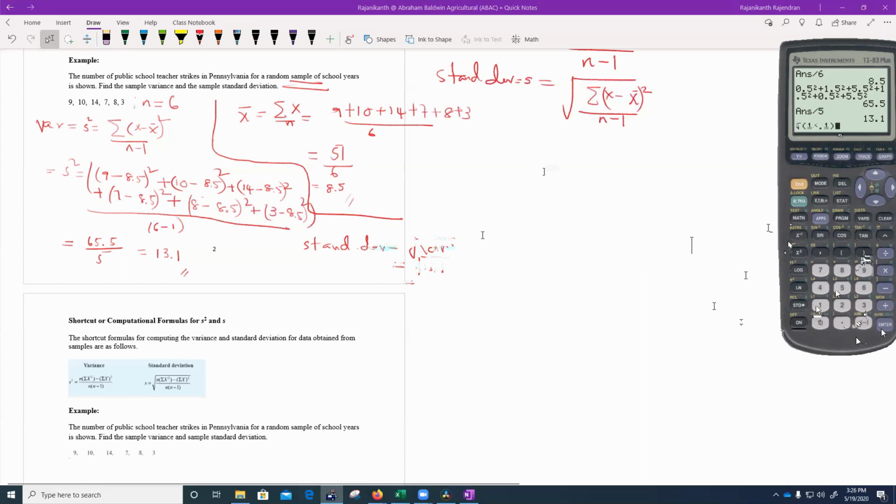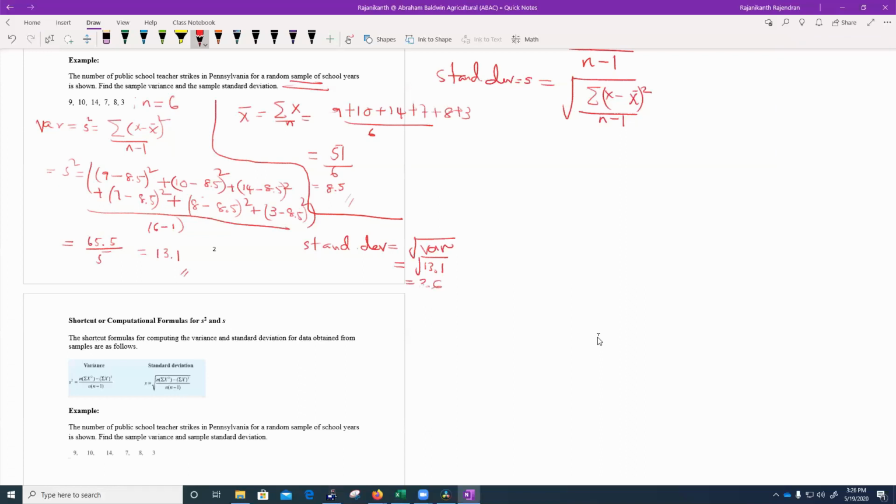Okay, so that is 3.6. That is my sample standard deviation for this problem. If you want, you could use the notation little s for your answer. This is little s squared. So this is sort of easy, no?